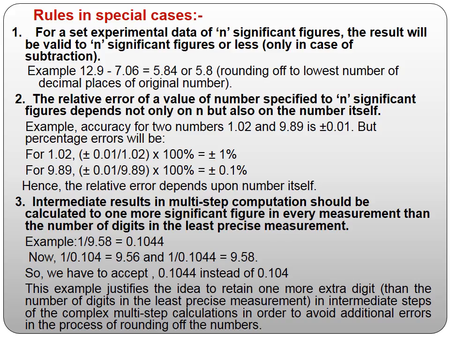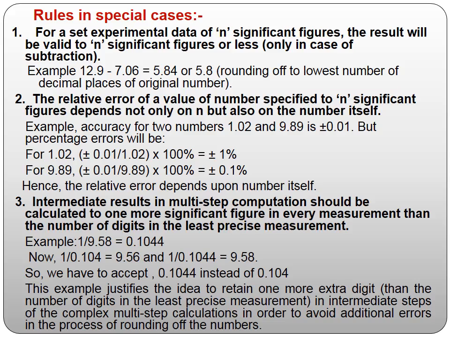Their respective percentage errors are plus or minus 0.01 divided by 1.02 into 100%, which is equal to plus or minus 1%, and plus or minus 0.01 divided by 9.89 into 100%, which is equal to plus or minus 0.1%. Here you have seen that the relative errors or the percentage errors are different. Thus, the relative error depends upon the number itself.